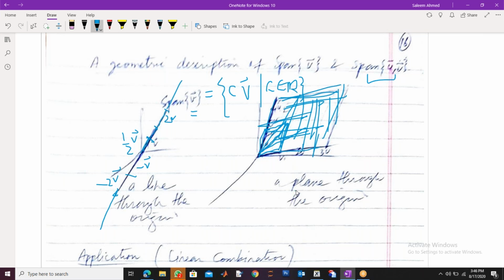So this becomes a plane through the origin. Span of v is a line through the origin in the direction of v. A plane through the origin in the direction of u and v both is the span of u and v. These are called your spanning sets, spanned or generated from one vector u, or two vectors u and v. So this is the geometry of what we did before.